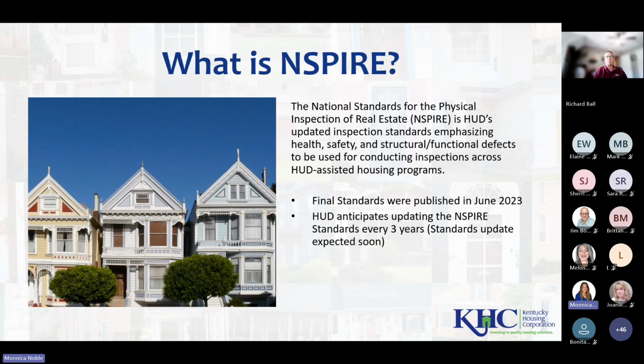So what is NSPIRE? The National Standards for Physical Inspection of Real Estate, for those that don't know the long name, we affectionately call it NSPIRE, shifts the inspection focus towards health and safety defects, structural concerns, and functionality. It standardizes what inspectors should be observing and how the deficiencies should be evaluated. HUD published the final standards in June of 2023, and we've been advised that we should expect updates approximately every 3 years. And in fact, there's been teasers that a standards update is actually anticipated soon.